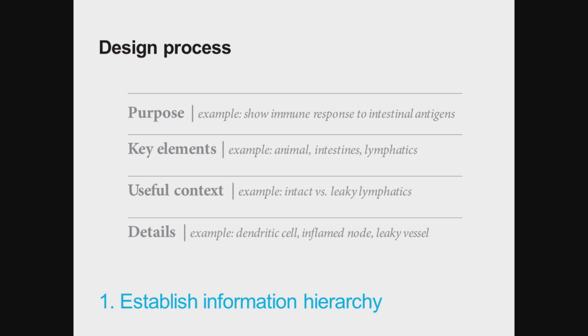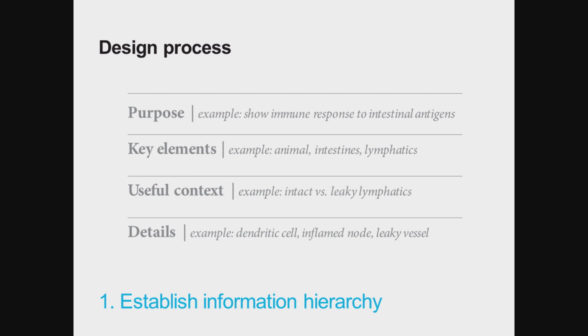And so going through, trying to decide what to show, the key elements were, it was in a mouse model, so the animal, intestines, lymphatics, these are the things that must be shown. Useful context, well, it's all in the context of the story, which is intact versus leaky lymphatics. That was part of the story. And then here are some other useful details: can we show a dendritic cell, inflamed node, the leaky vessel, the whole visual bit.